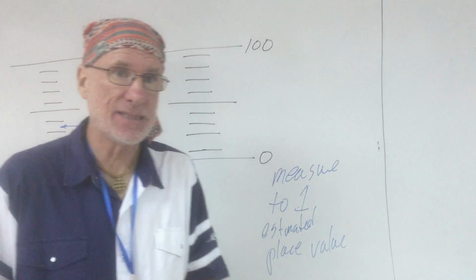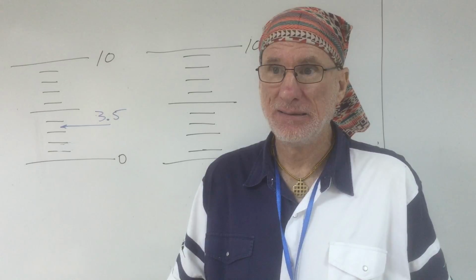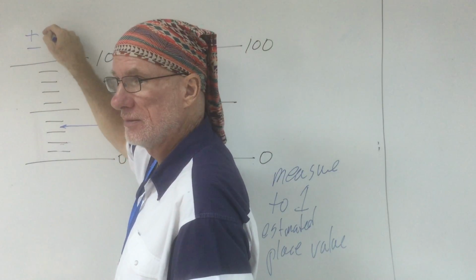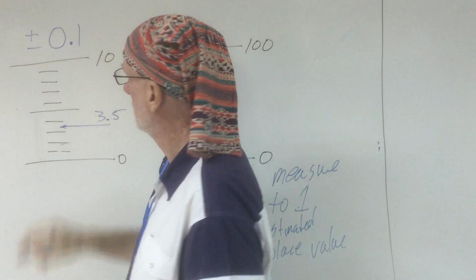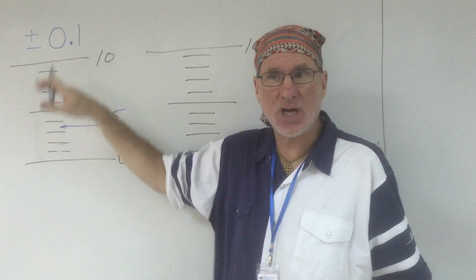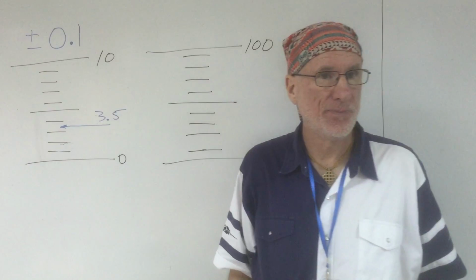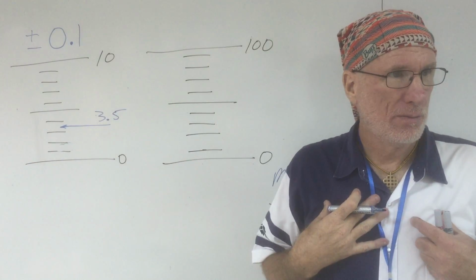Isn't the tenths place one less than the ones place? So up here you say plus or minus tenths place. This is what that means. In other words, this is uncertain to the tenths place. Does that make sense? Am I being clear?